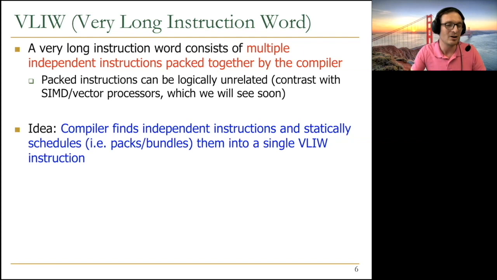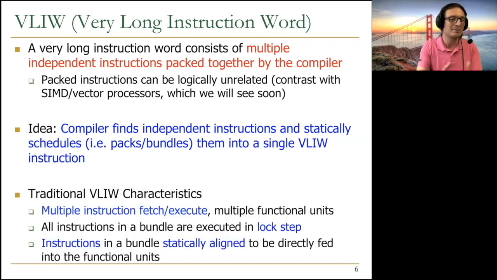Okay, so I've already given you the idea, but let me repeat it again. Compiler finds independent instructions and statically schedules, in other words, packs or bundles them into a single VLIW instruction. And all of these different types of wording are used in VLIW literature: packing, bundling, etc. That means putting together multiple independent instructions. So the traditional characteristic of VLIW is clearly you can fetch multiple instructions, execute multiple instructions.